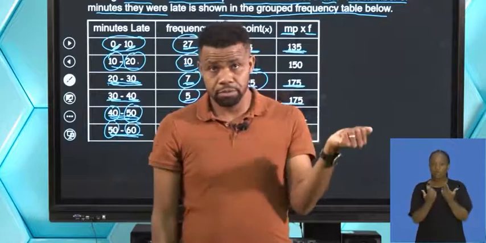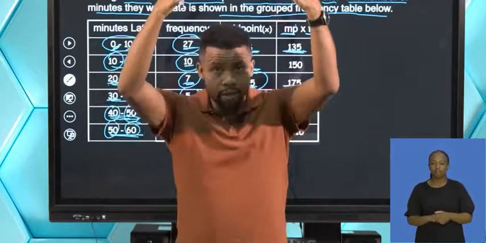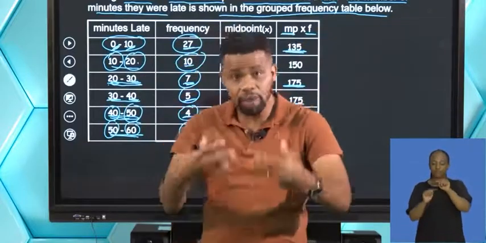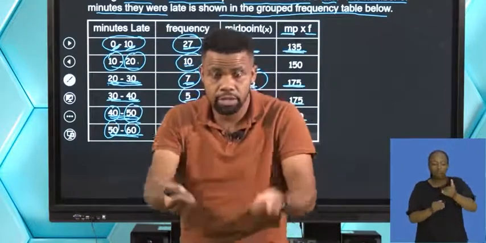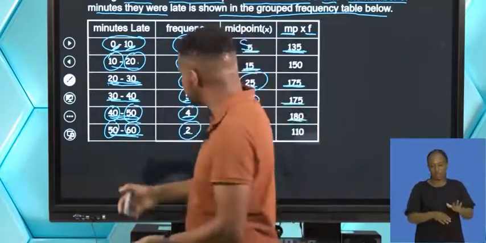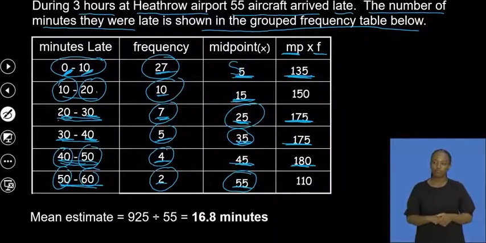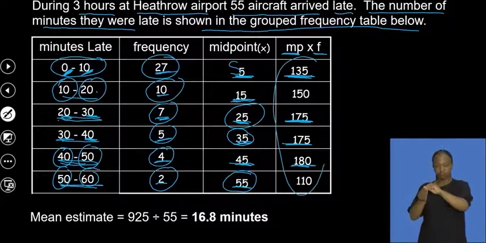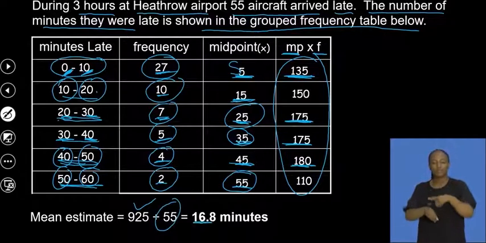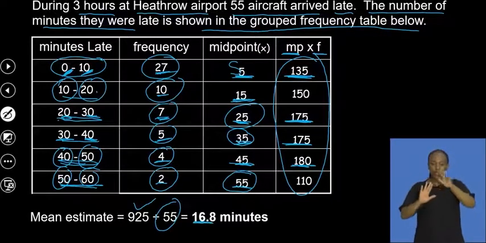What we are going to do now is add the sum of midpoint multiplied by frequency, divided by the total frequency. And we know that the total frequency is 55 because 55 aircraft arrived late. Okay, so let's see what we get. If we add all this, you can check that using a calculator. This is what I get: 925. Are we together? Divided by 55, which is the total frequency, which is 16.8 minutes.